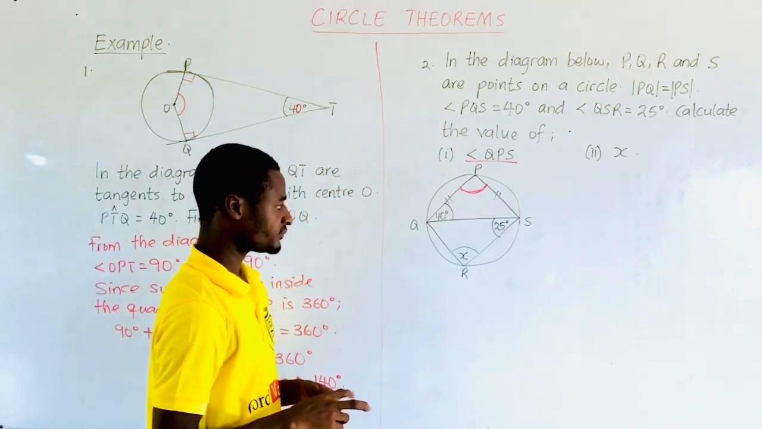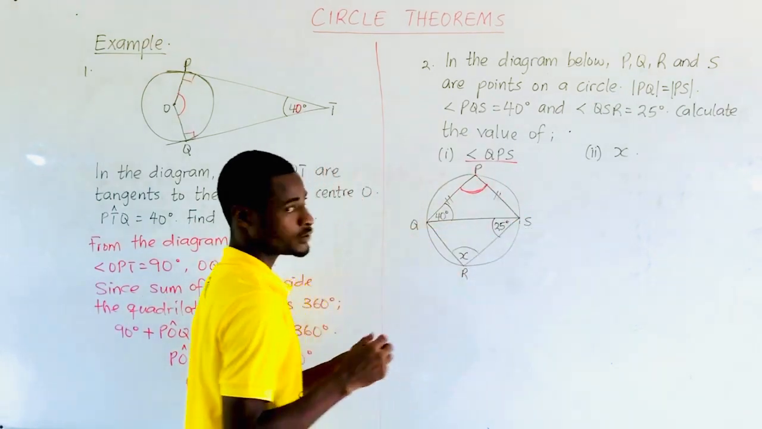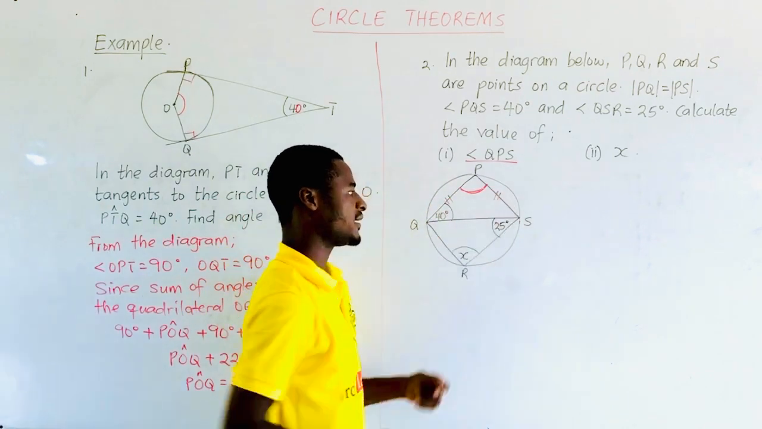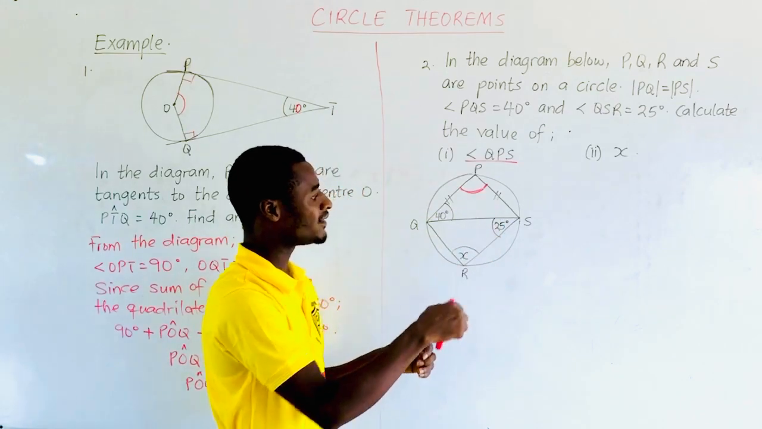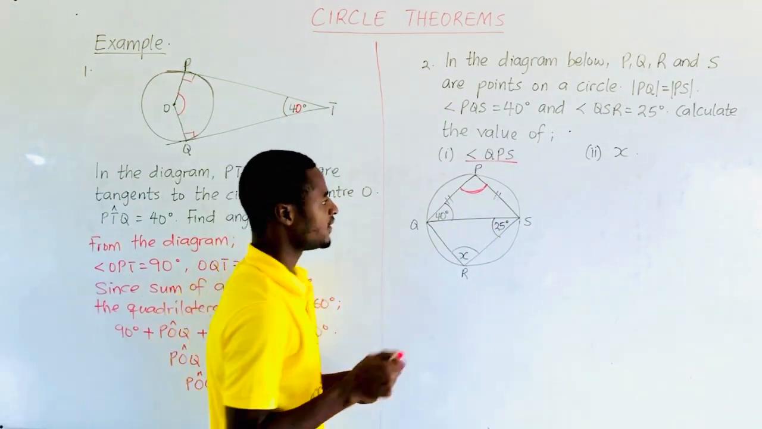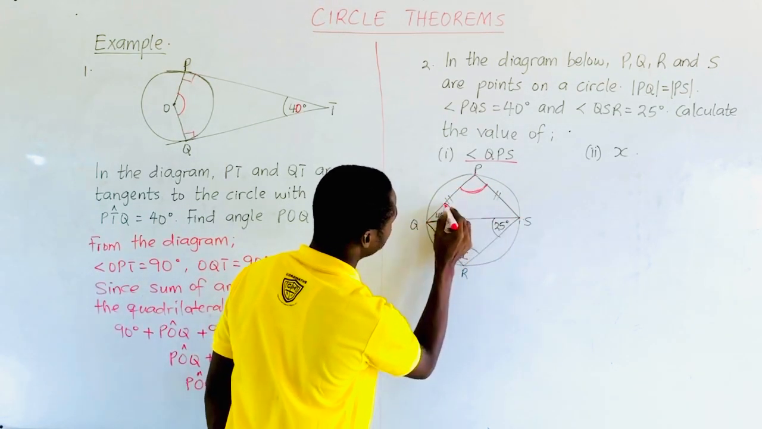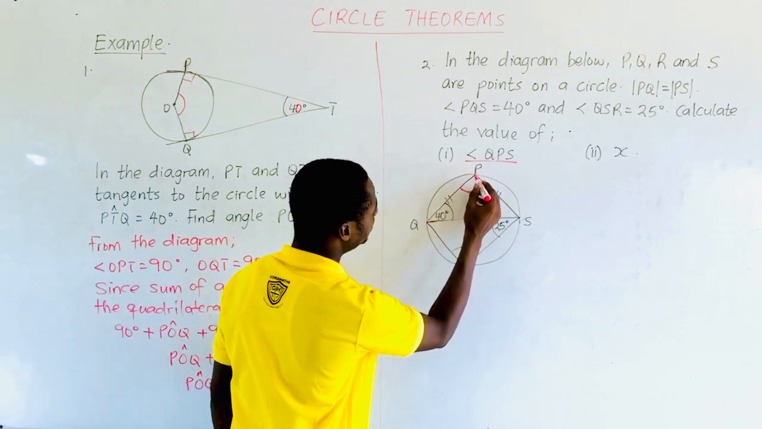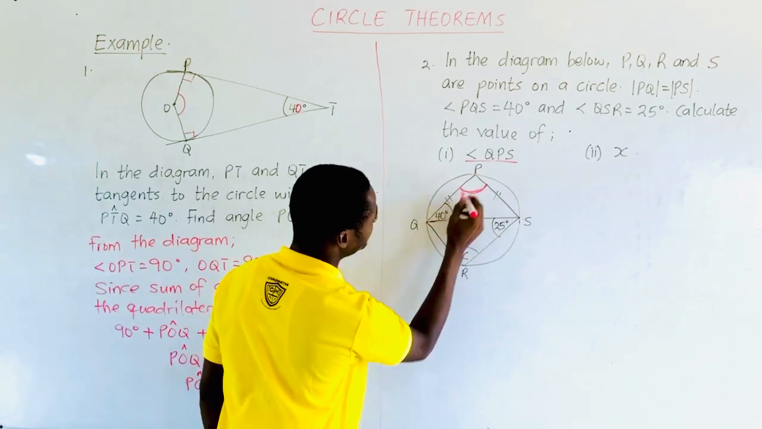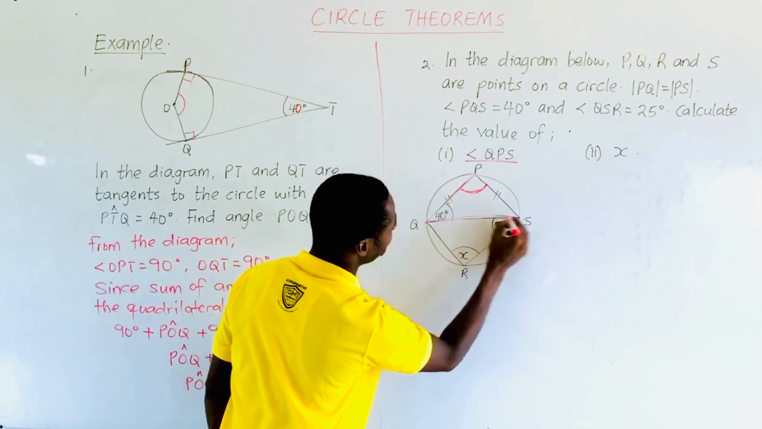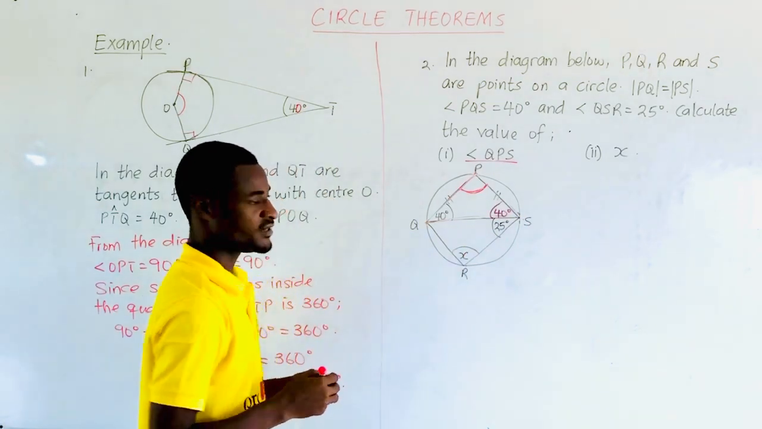Let's do that. Now, note that QP and PS are chords. And since they are equal in length, we have also learned that equal chords subtend equal angles at the circumference of a circle. Realize that the chord PS subtends an angle of 40 degrees. And so the chord PQ will also subtend an angle of 40 degrees. This is PQ and it subtends this angle. So the angle here will also be 40 degrees.